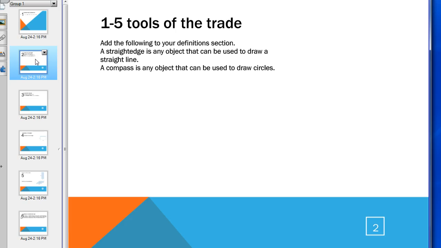A compass is any object that can be used to draw circles. The kind that we have in class and the kind that you're probably used to, they have a sharp point that you put at the center of the circle or where you want to be your anchor point, and then the other side has a pencil that you can move around. You can draw circles, and we'll do arcs and all kinds of fun stuff. We will talk about this in class and do some activities in class.